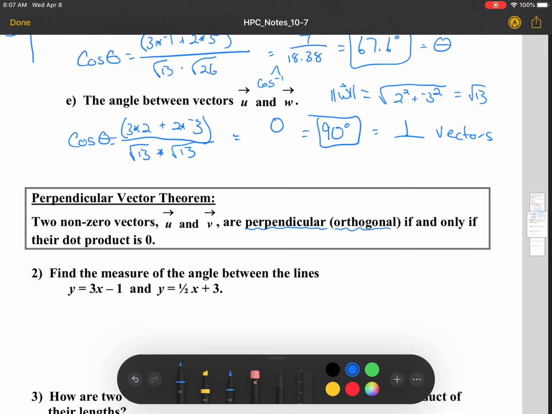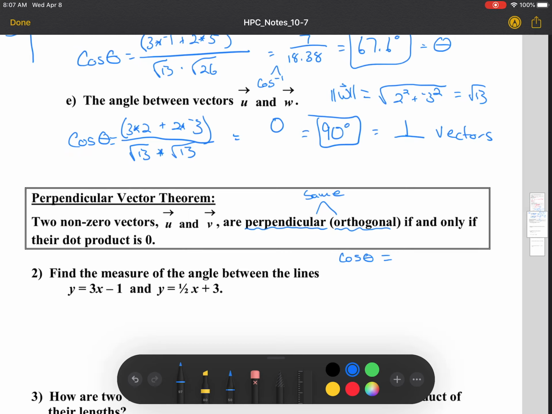That's this word right here, which is the same thing as perpendicular. Orthogonal and perpendicular, again, it's the same thing. Math, they just try to give you more words for different stuff. So let's just read this one out. It says two non-zero vectors u and v are perpendicular or orthogonal if and only if their dot product equals 0.